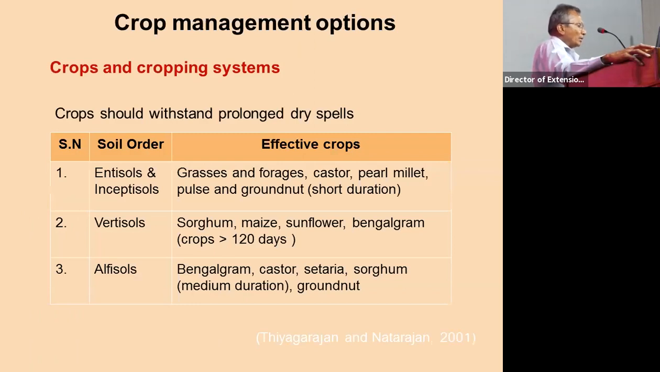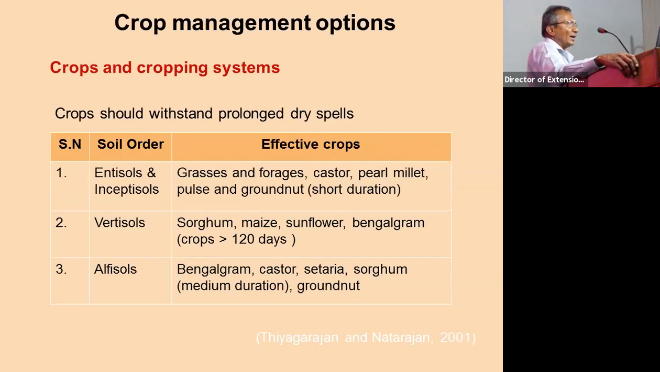So the crop management options are, in the soil order entisols, we can go with grasses and forages, castor or pearl millet, pulses and groundnut. Vertisols are sorghum, maize, sunflower, we can grow. Alfisols, you can go with Bengal gram, castor, setaria, or sorghum or groundnut. So these are all choices of the crops.